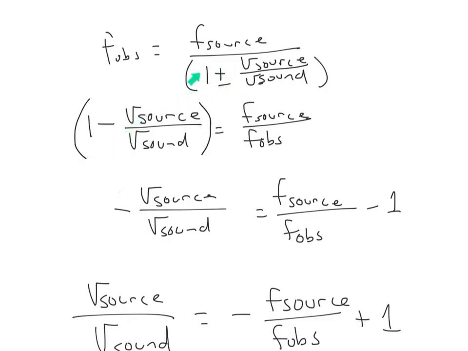So I simply took this, which is bound by parentheses, put it up here, and took this frequency observer and put it below. So here it is rewritten. Now I land up with 1 minus V source over V sound is equal to frequency source over frequency observer. Next thing I want to do is get rid of this 1. So what I do is I subtract 1 from each side. So we have negative 1 over here, and I subtracted the 1 over here and it merely canceled out.